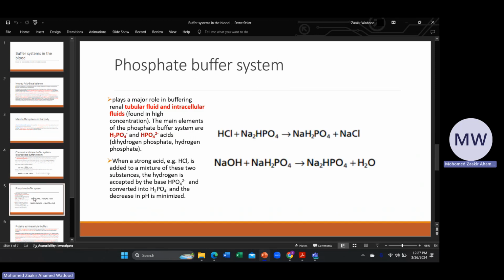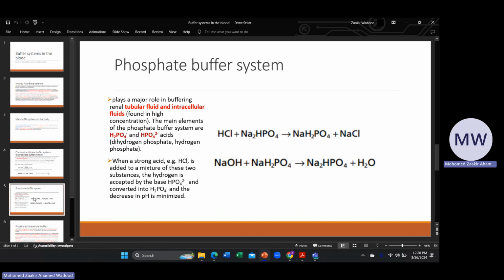Next up, we have the phosphate buffer system. This plays a hugely important role in the renal tubular as well as the intercellular fluid buffering system, since it's found in very, very high concentrations there. The main components here are pretty self-explanatory, it's in the name itself. Essentially, these are a protonated and a deprotonated form of phosphate. So you have hydrogen phosphate as well as dihydrogen phosphate, the dihydrogen phosphate being the acid, and the hydrogen phosphate being the conjugate base.